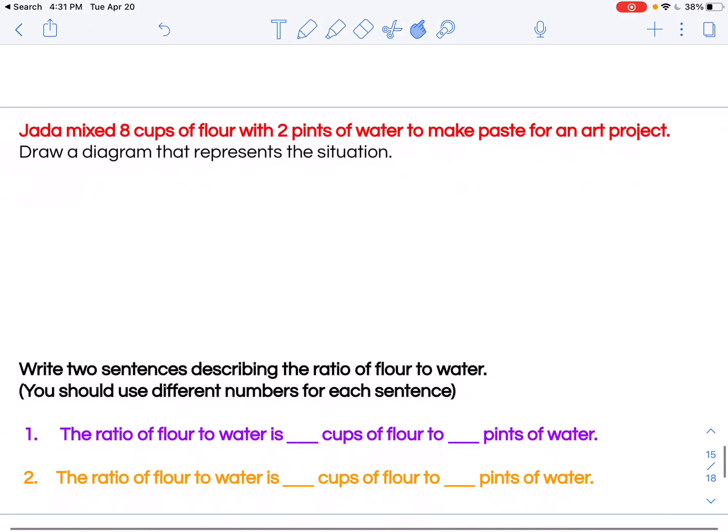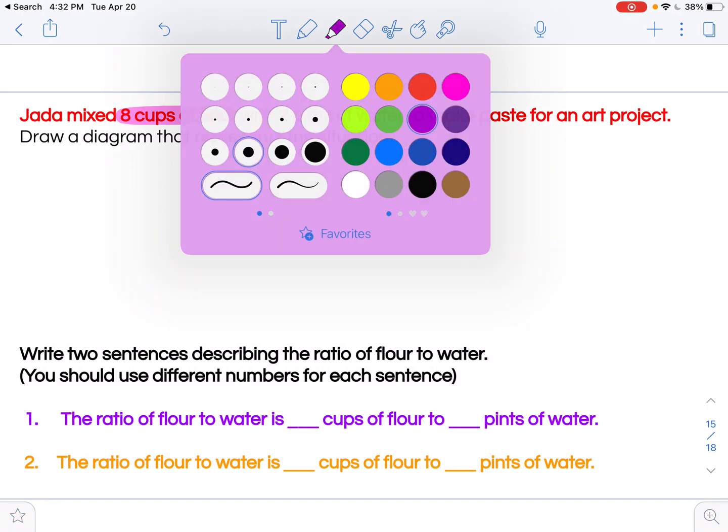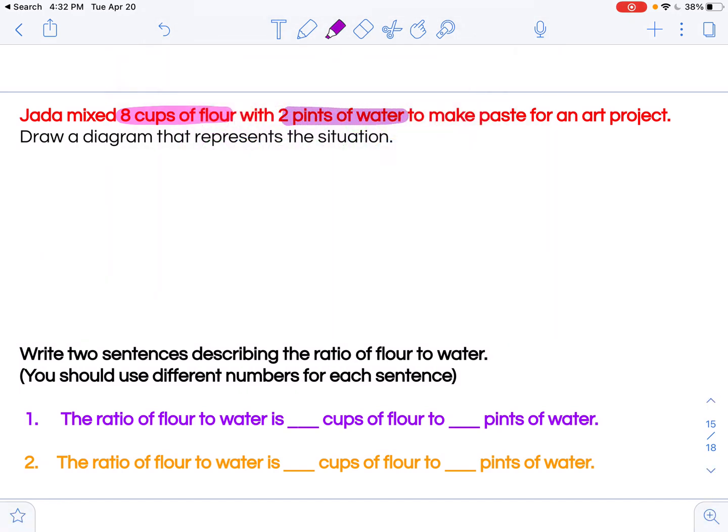All right, for this one, we're asked to draw a diagram and then write 2 sentences describing that ratio. Jada mixes 8 cups of flour with 2 pints of water to make paste for an art project. We're going to draw a diagram, but before I draw, I better reread it. Jada mixed 8 cups of flour with 2 pints of water to make paste for an art project.